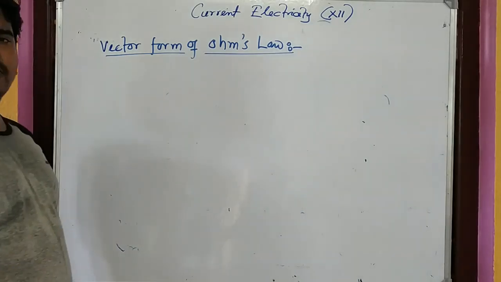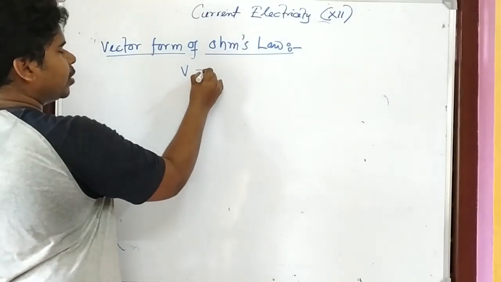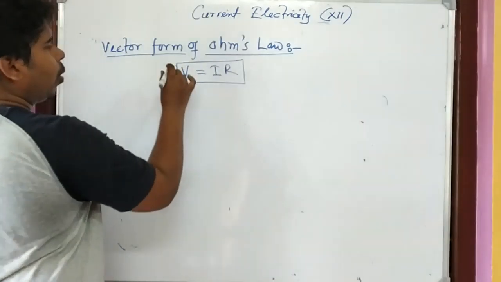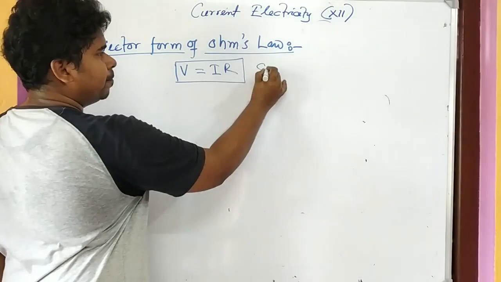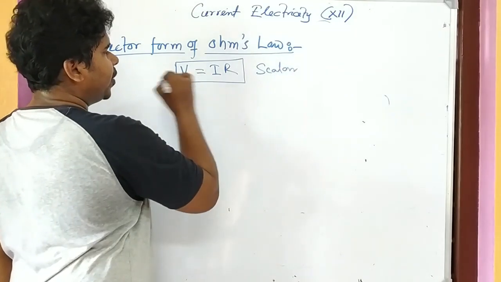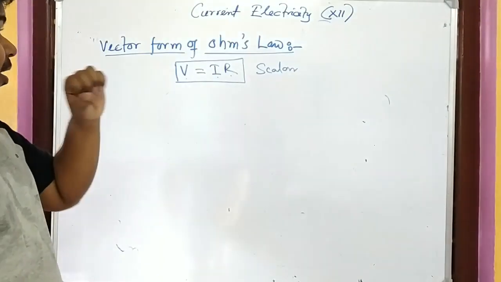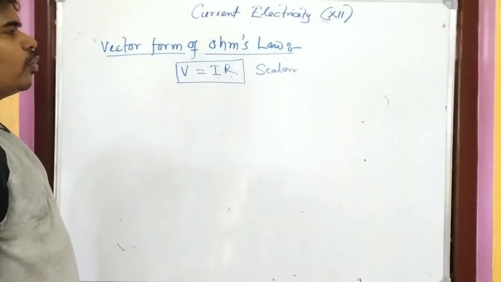What is the vector form of Ohm's law? As we have seen earlier, V equals IR, that is Ohm's law. And here you see all the quantities we have written are scalar. V is scalar, I, R, everything is scalar. So if I want to get a vector form of it, then what do we need to do?